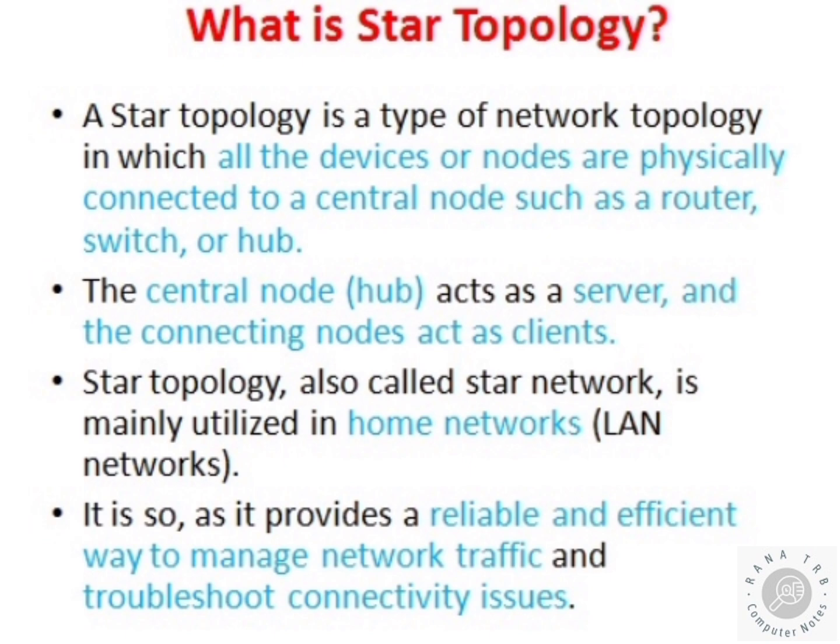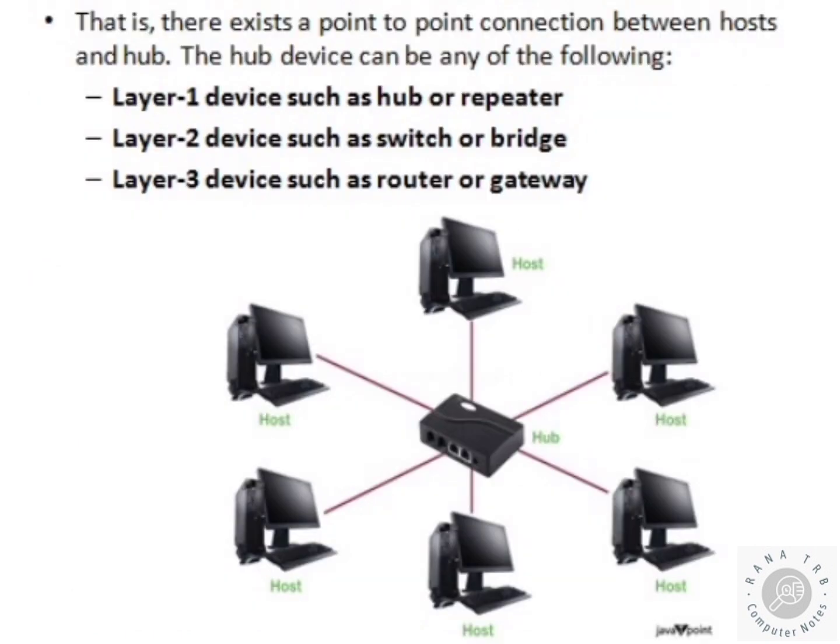It is mainly used in home LAN networks, and it provides a reliable and effective way to manage the traffic and troubleshoot connectivity issues. So this is a diagrammatic representation of a star topology. The central device is a hub. It connects the other devices, that is, the other host devices. That is a point-to-point connection between the host and the hub.